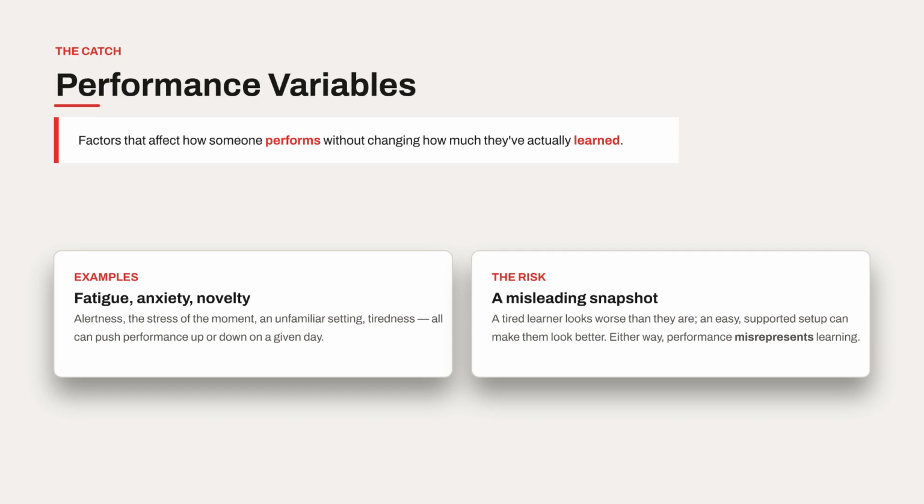The right card spells out why you should care. A genuinely skilled learner who shows up exhausted will look worse than they really are. And flip it around. An easy, heavily supported practice setup, lots of feedback, lots of cues, can make someone look far better than they truly are on their own. Either way, the performance you observe misrepresents the learning underneath. So a huge part of good assessment is arranging conditions that let these variables fade, so you can see what was really learned. Keep that idea handy, because it comes roaring back in Part 3.